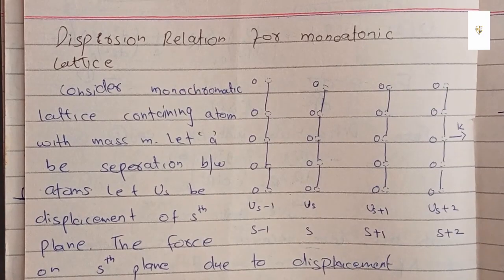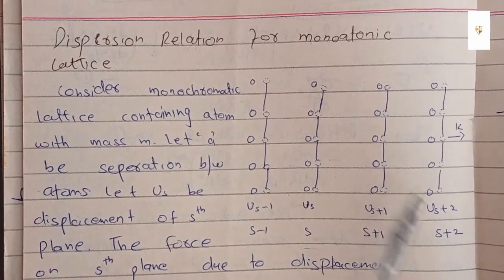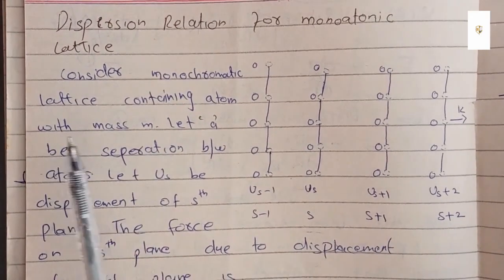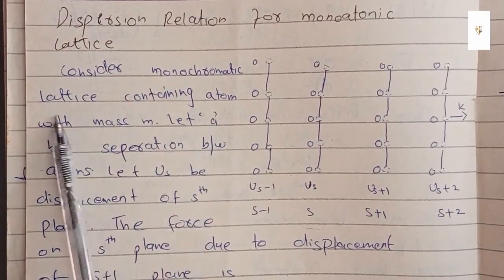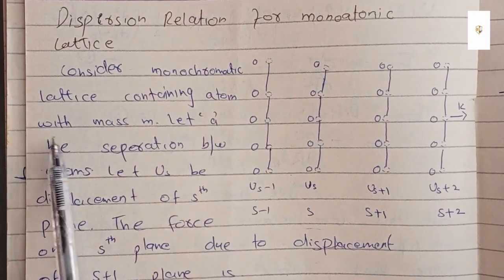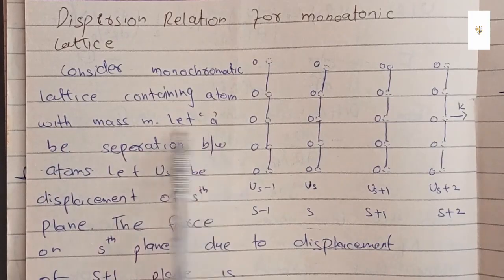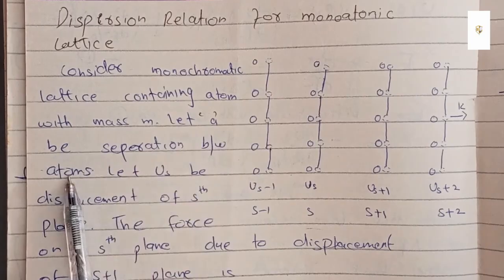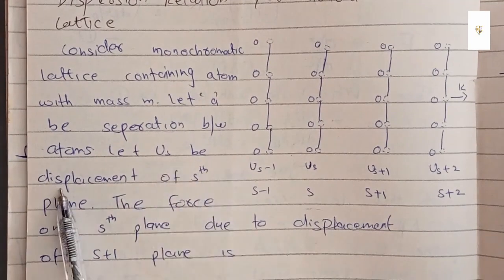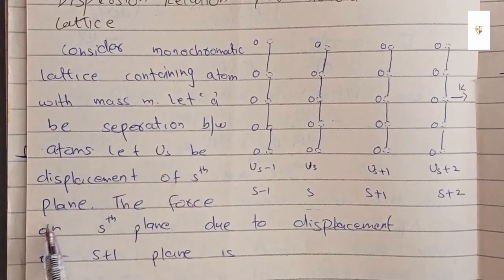In this video, we will derive the dispersion relation for a monoatomic lattice. First of all, we consider a monoatomic lattice containing atoms with mass m. Let a be the separation between the atoms. Let u_s be the displacement of the s plane.